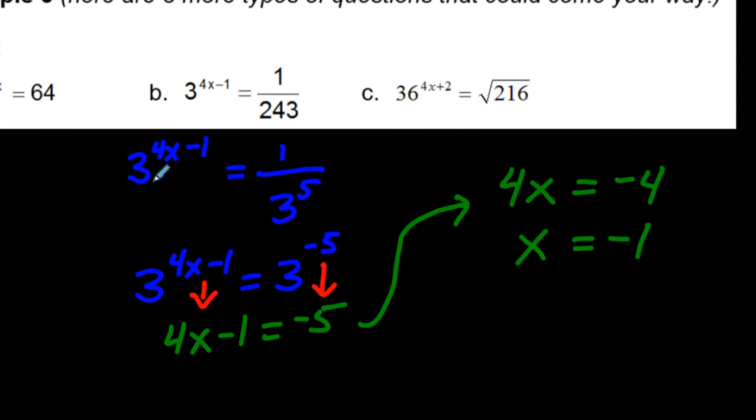I could check that if I wanted. I could see that 4 times negative 1 is negative 4 right here. And then negative 4 minus 1 is negative 5. 3 exponent negative 5 is the exact same thing as this. Okay? So we've just checked it. We definitely have the right answer here. Okay, let's move on to the last question on this page.